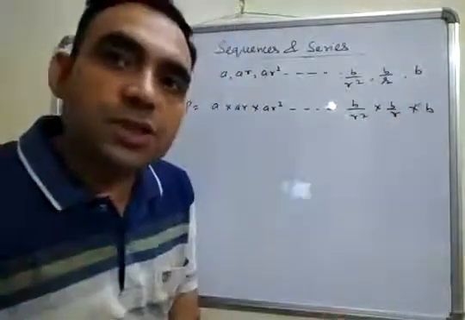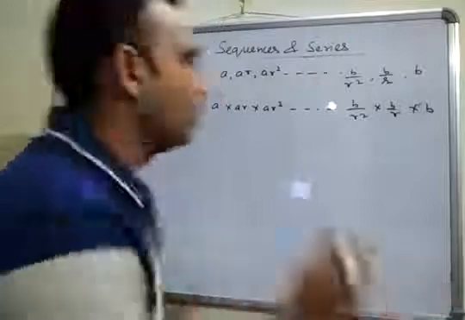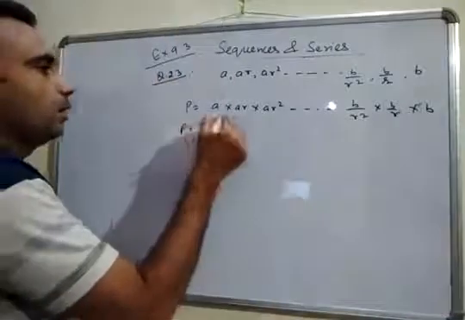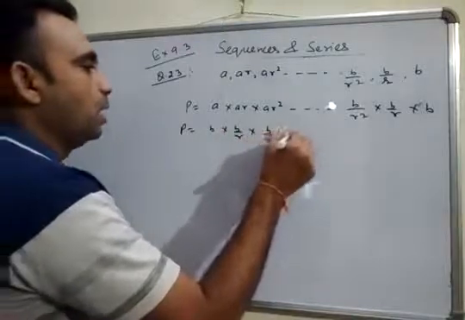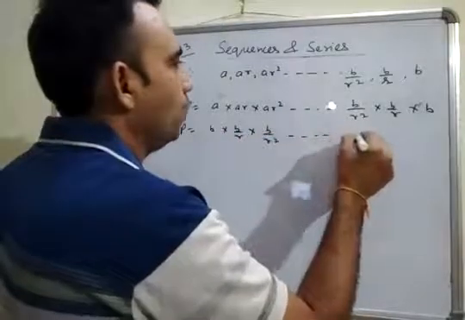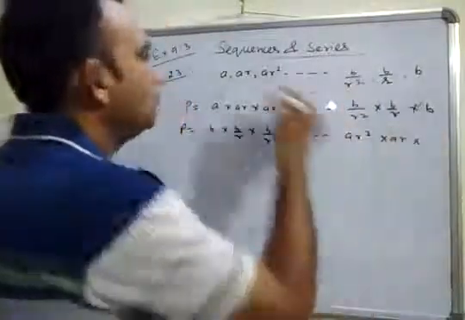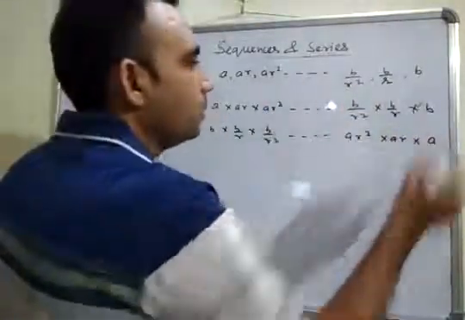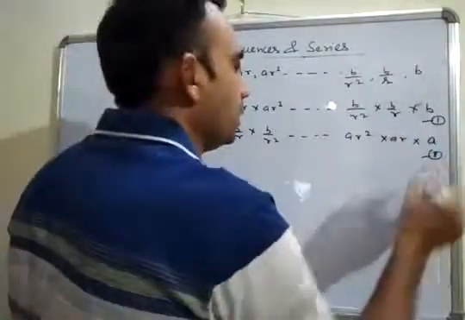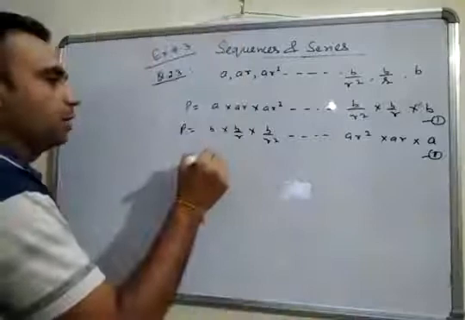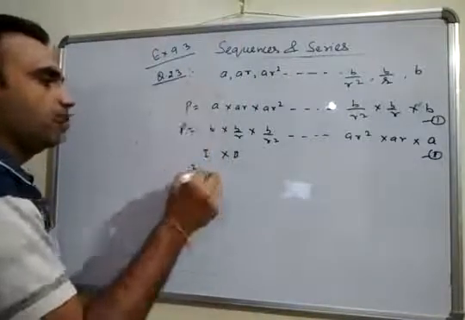If we reverse the GP, then the product will not change, as multiplication is associative. So P again is B into B upon R into B upon R square, and so on, up to AR square into AR into A. If we multiply first by second, what do we get? P into P, that is P square.